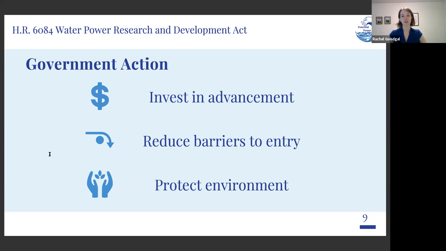Currently, it's not uncommon for licensing to take up to a decade, and there are 300 hydro plants that are due for relicensing in the next 10 years. Such delays would be a huge hindrance to increased capacity. As mentioned earlier, the bill also aims to address and reduce the environmental impacts of hydro and marine energy systems.